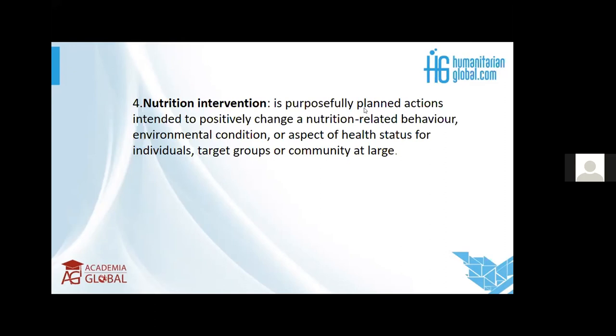I can see Mustafa Aden has his hand up, and we can take a question. Please, Aden, you are welcome to ask the question. You can unmute your mic. Yeah, okay.